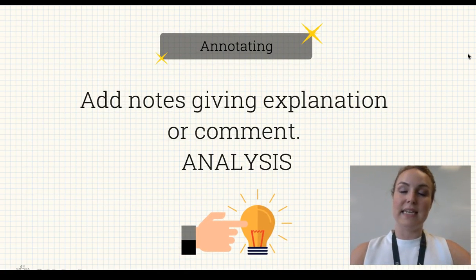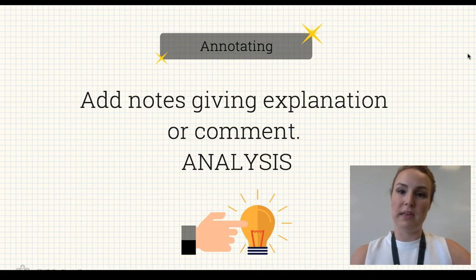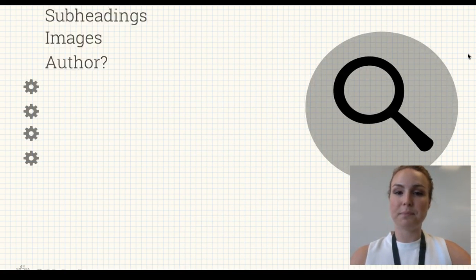Now, annotating. This sounds really silly, but you actually really need to know how to annotate rather than just highlight or scribble some things in the margin. So annotating, I guess the definition is to add notes that give explanation or comment, but what's really going to push you into those higher grades is analysis.